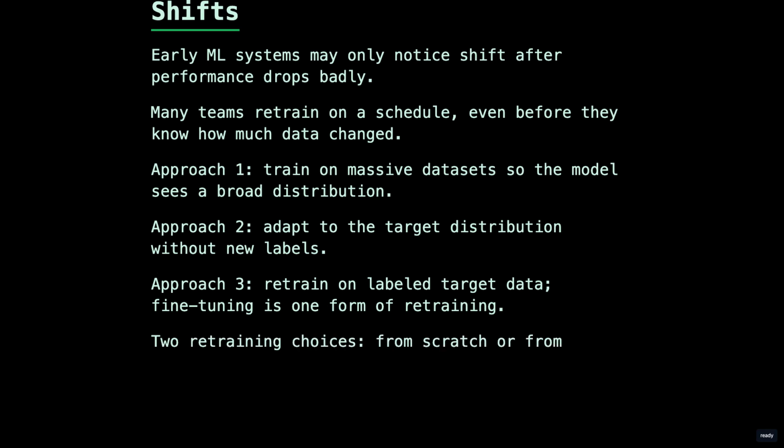Two decisions matter most here. First, whether to restart training completely or continue from the last checkpoint. Second, how much recent data to include, since the best window might be the last day, the last week, or the point where drift began, and the right answer usually comes from experiments.